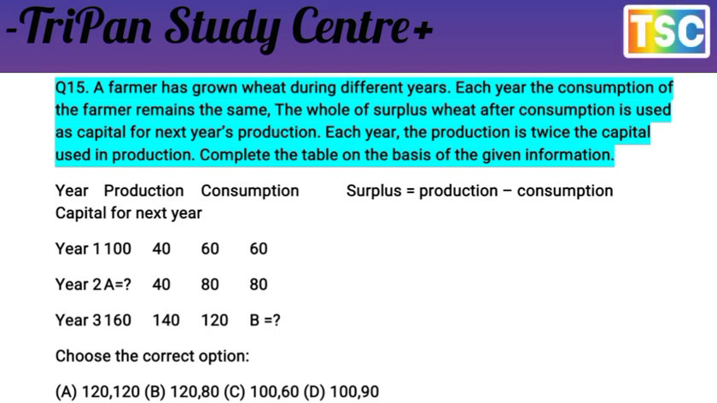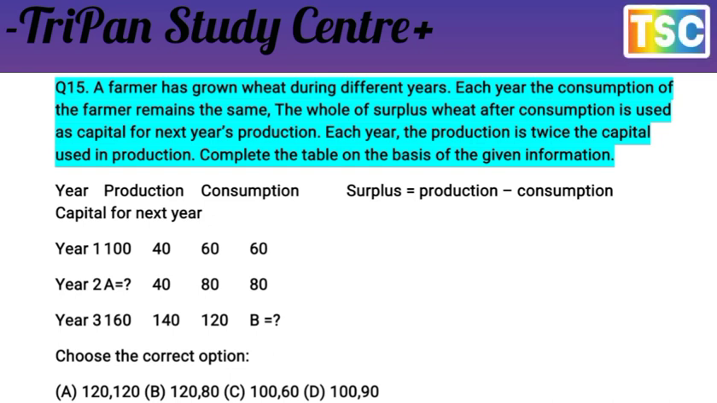A farmer has grown wheat during different years. Each year the consumption of the farmer remains the same. The whole of the surplus wheat after consumption is used as capital for next year's production. Each year the production is twice the capital used in production. Complete the table on the basis of the given information. The year, production, consumption, and surplus is equal to production minus consumption, capital for the next year.